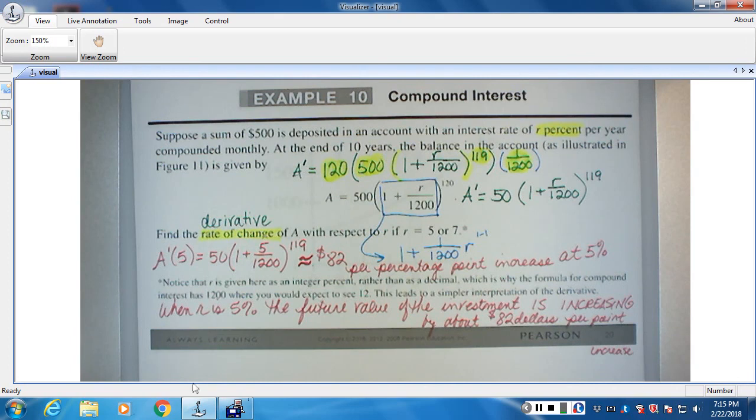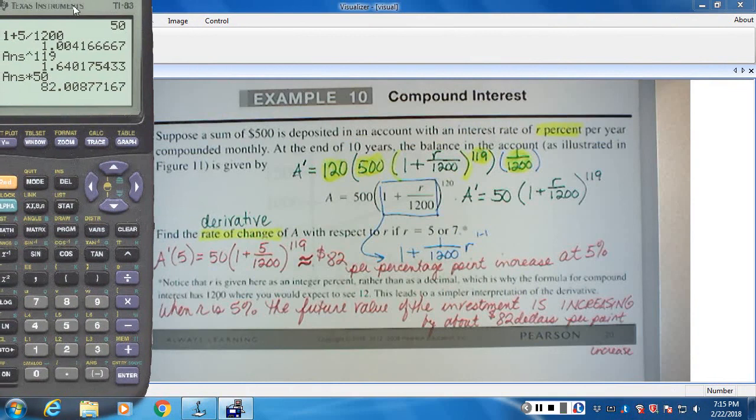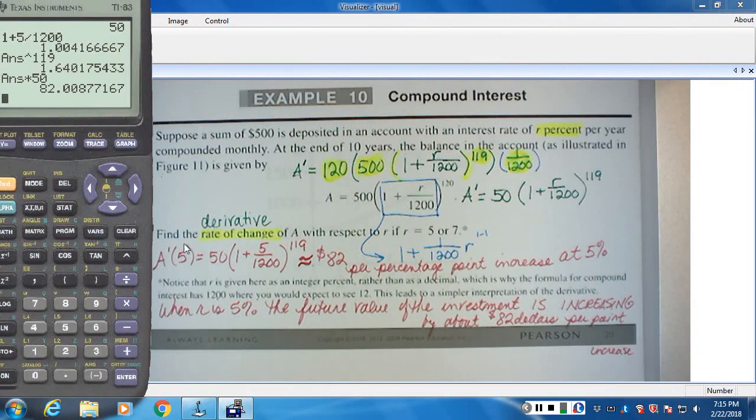I'm going to pull the calculator back up, get it over here out of the way of that again, and since all I need to do is the same thing I just did, but I need to use 7, then I'm going to say 1 plus 7 divided by the 1,200. Raise that to the 119th power, and then multiply that times 50.